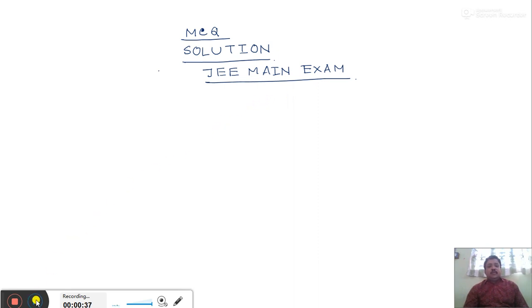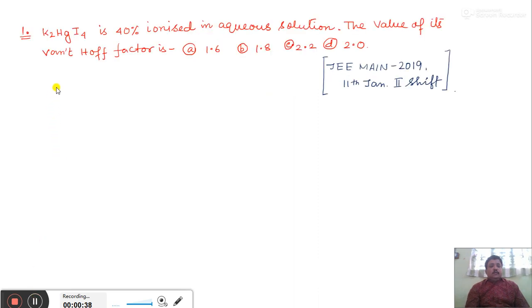Now my first problem: K2HgI4 is 40% ionized in aqueous solution. The value of its van't Hoff factor is, there are four options. This question came in the JEE Main exam in 2019.